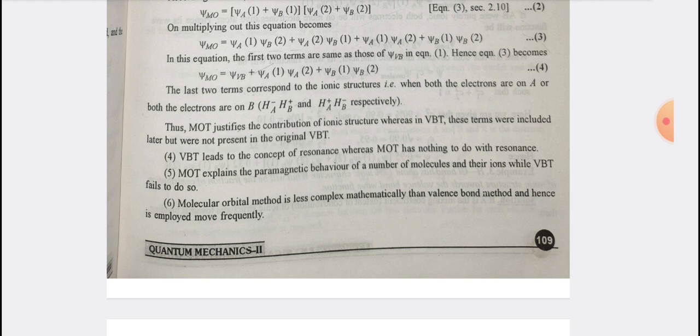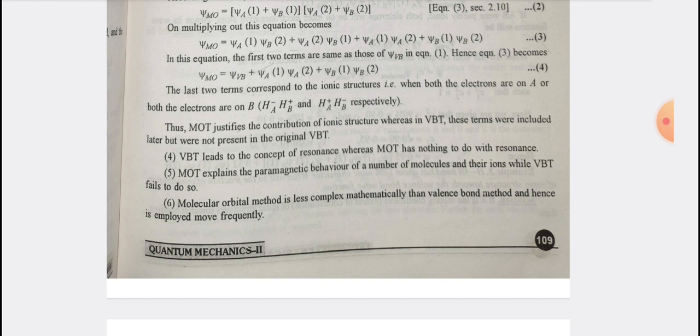The last two terms correspond to the ionic structures, that is when both the electrons are on A or both the electrons are on B, H negative A, H positive B and H positive A, H negative B respectively. Thus, MOT overestimates the contribution of the ionic structure, whereas in VBT, these terms were not present in the original VBT but were included later.